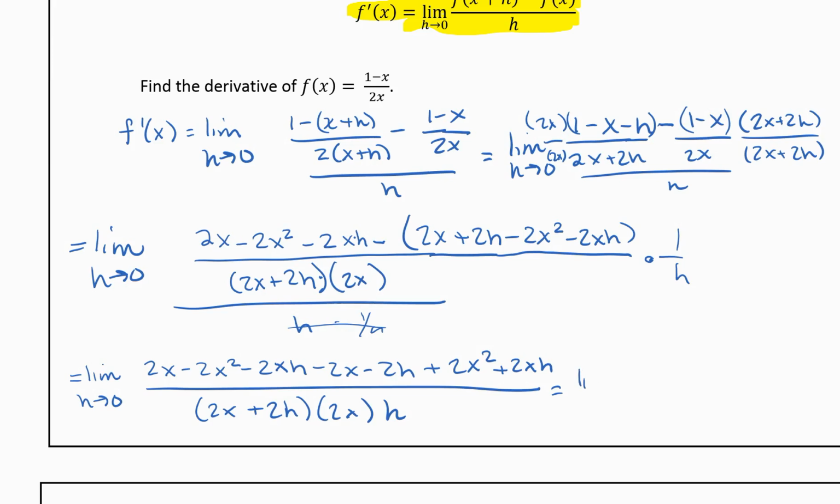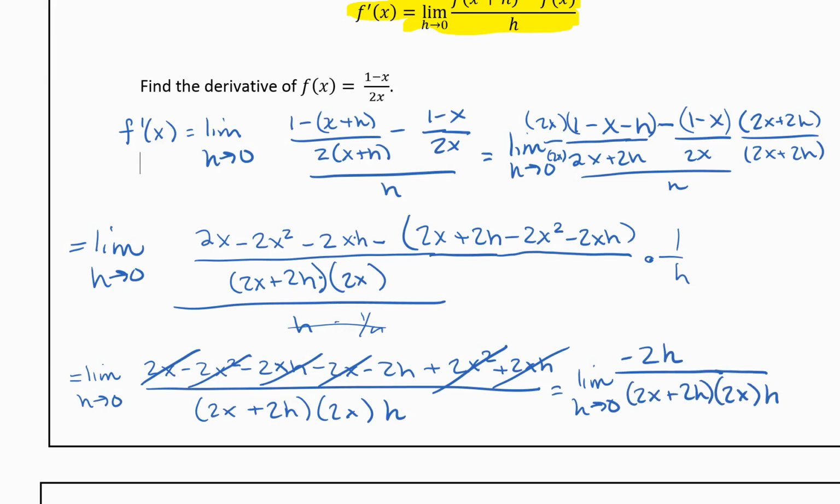Okay, so we're still taking the limit as h goes to 0, and now we're going to simplify as much as we can. The 2x's cancel out. Minus 2x squared and plus 2x squared. Here we've got minus 2xh and a plus 2xh. So the only thing we're actually left with in the numerator is a minus 2h. And in the denominator we have 2x plus 2h times 2x times h. And now we can see that we can cancel our h's.